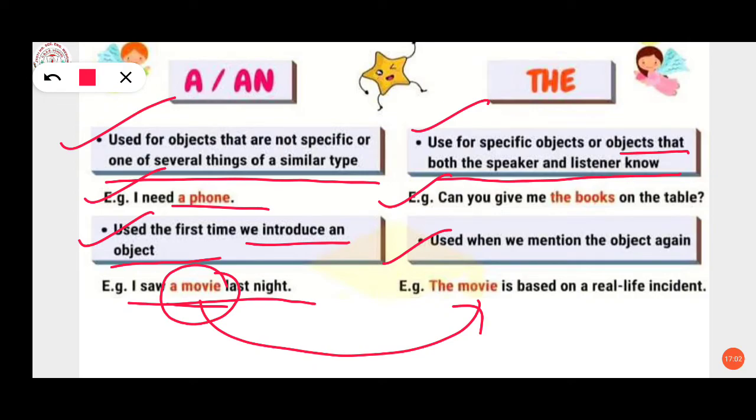And the second thing, when we mention the object again, means the first time we use a with it. And if we are continuing our talk about the same thing, then we will use the. The movie is based on a real life incident.